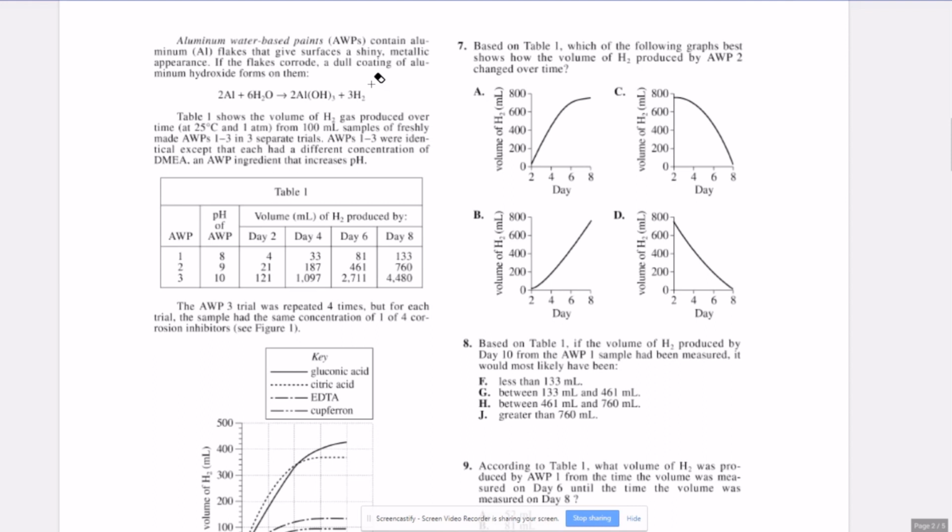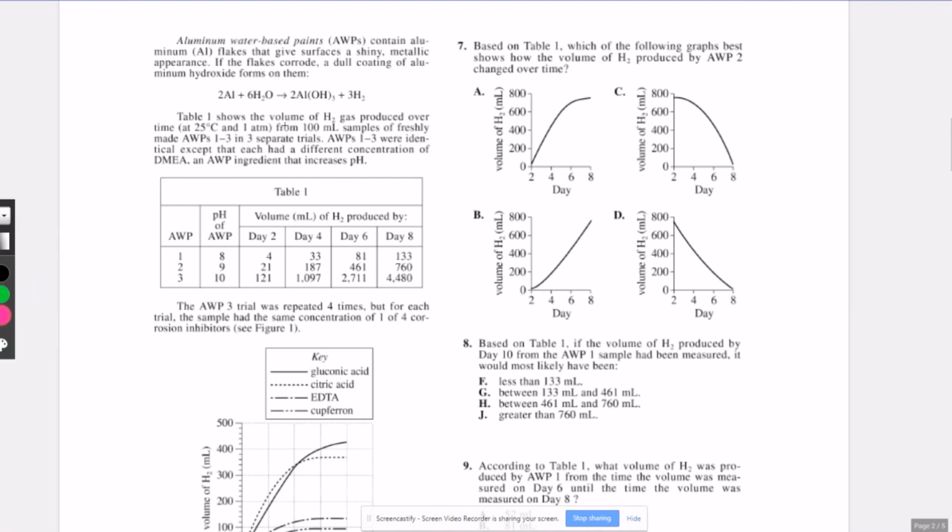Move on to passage 2, which is about aluminum water-based paints, so AWPs. They contain flakes that give things a shiny appearance, and if the flakes corrode, a dull coating of aluminum hydroxide forms on them. And we have this nice equation. So aluminum and water equals aluminum hydroxide, that's Al(OH)3, and hydrogen. Great.